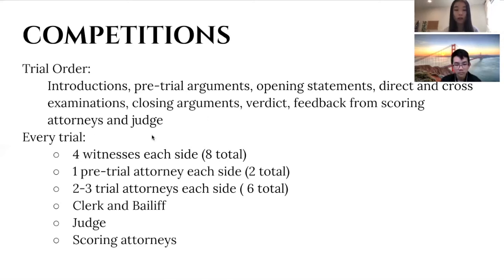Yeah, and for every trial, there are 4 witnesses on each side. So there are 8 total witnesses, and at least for our team, we can have multiple people per witness. So everyone gets a role. Each side has one pretrial attorney per trial, but we can have more pretrial attorneys than just one. Also there are 2 to 3 trial attorneys per each side. Keep in mind that all of these numbers are for one single trial, but holistically we can have more of each role for the whole team. And then there's also the clerk and bailiff, the judge, and scoring attorneys.